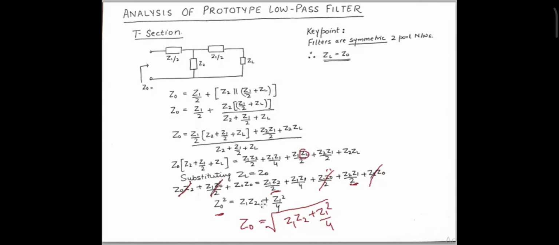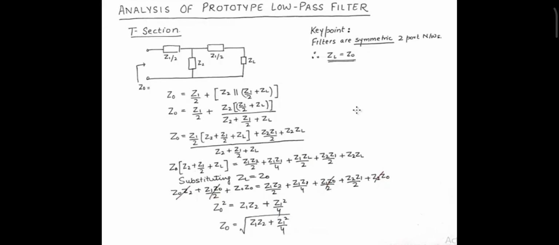The only point that we need to consider was that the ZL should be equivalent to Z0, and that is how we can calculate the characteristic impedance because of the symmetry of these devices. Filters are symmetric two-port networks in the first place. So once we find the value of Z0, we can go on to design our low pass filter.